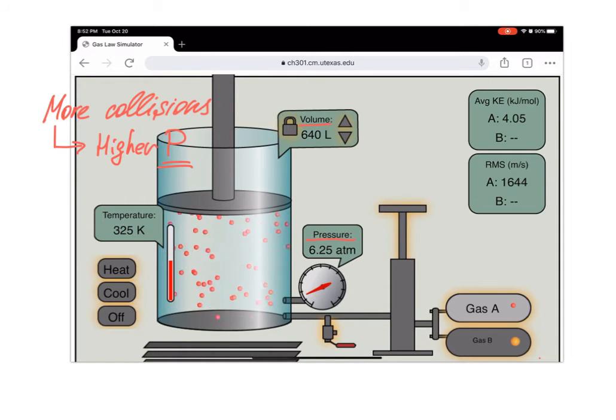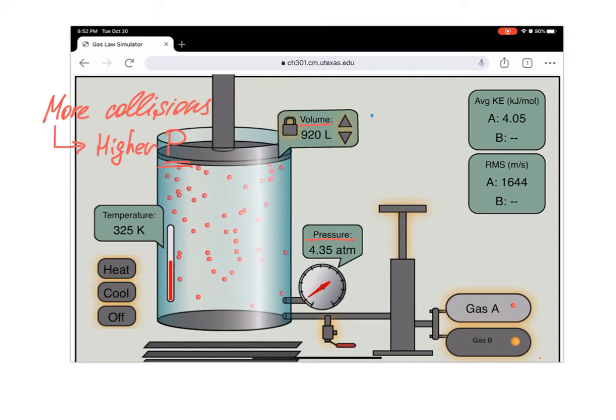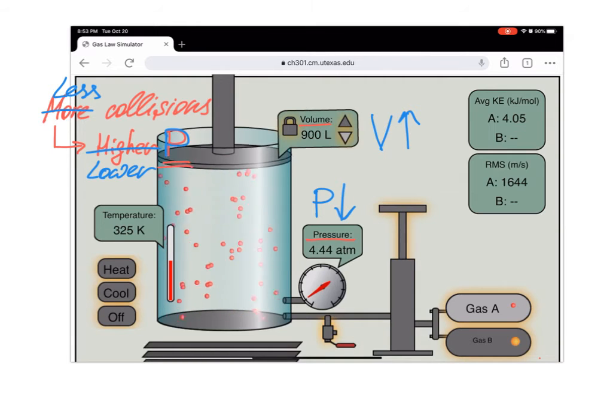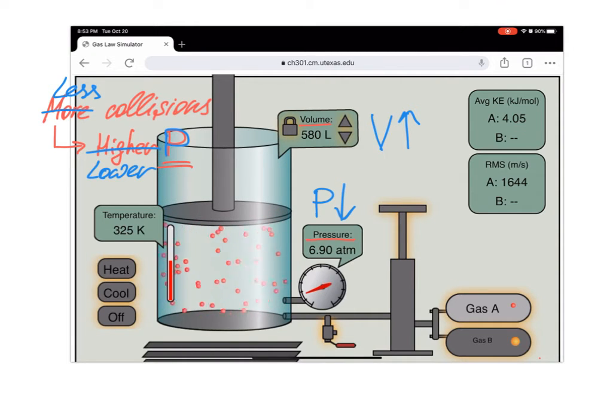Now, let's expand the container and thus increase the volume of the gas. We can see the expected decrease in the gas pressure. So, when the volume of the gas is decreased, the pressure of the gas goes up. When the volume of the gas is increased, the pressure of the gas goes down. So, the pressure and volume of the gas are inversely proportional to each other.